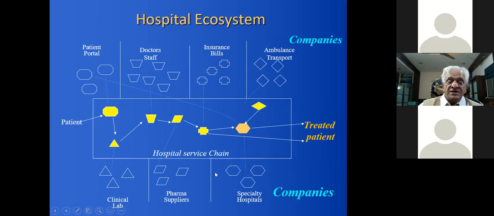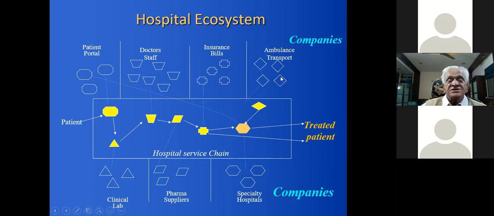Afterwards, there are the pharma suppliers and so on. You go and collect the medicines. And there are insurance bills, if you have insurance. Afterwards, it will go to ambulance and transport, if you are to be transported to some other place. Otherwise, the patient goes out and so on.